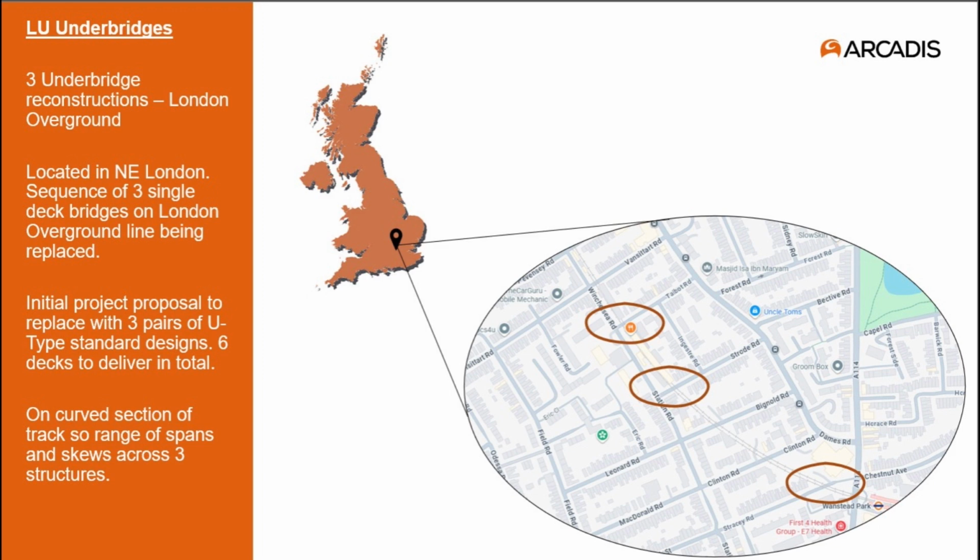You can see on the map that these 3 locations sit across a large curved section of the overground route, and this means that each new pair of bridges has to be completely different from each of the other pairs in terms of both span and skew arrangements. What that means is we're essentially running 3 design projects at once, but unfortunately not with the program time or budget for 3 separate design projects.